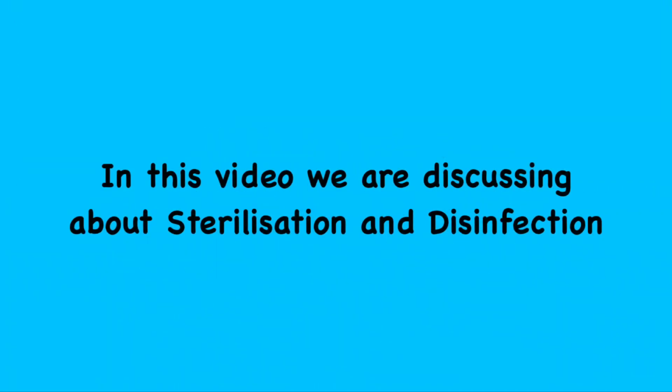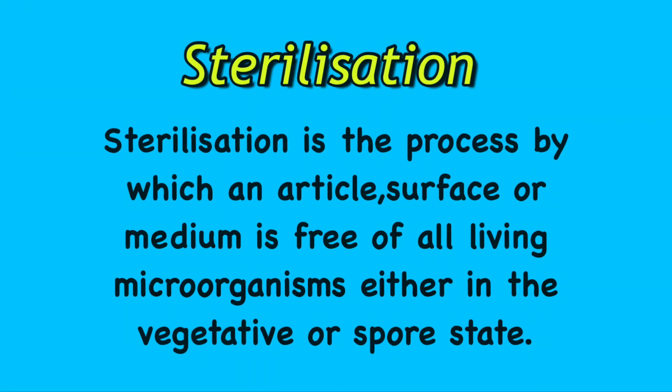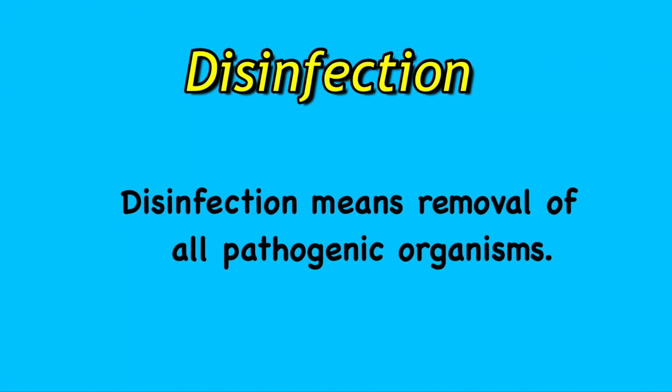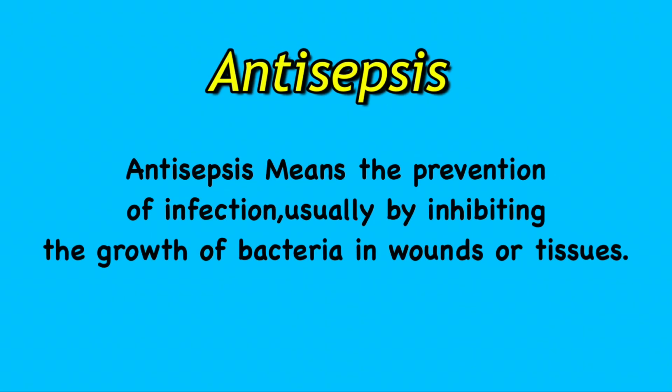In this video we are discussing sterilization and disinfection. So let's start. Sterilization is the process by which an article, surface or medium is free of all living microorganisms, either in the vegetative or spore state. Disinfection means removal of all pathogenic organisms. Antisepsis means the prevention of infection, usually by inhibiting the growth of bacteria in wounds or tissues.